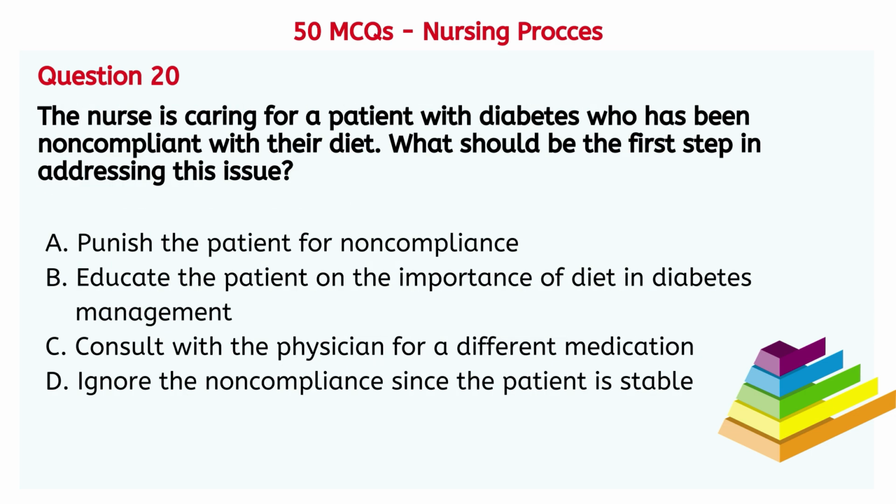Question 20. The nurse is caring for a patient with diabetes who has been non-compliant with their diet. What should be the first step in addressing this issue? The options are: A. Punish the patient for non-compliance. B. Educate the patient on the importance of diet in diabetes management. C. Consult with the physician for a different medication. D. Ignore the non-compliance since the patient is stable.